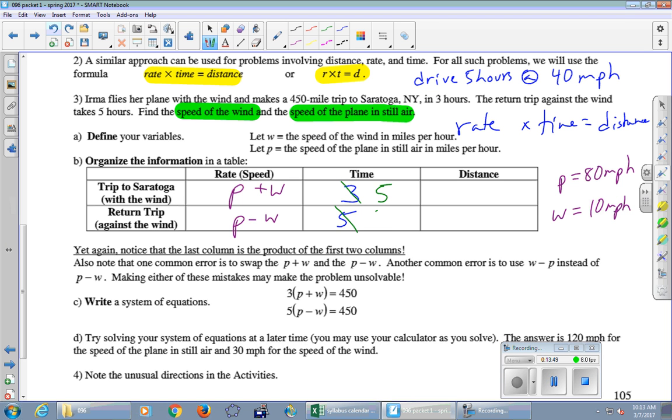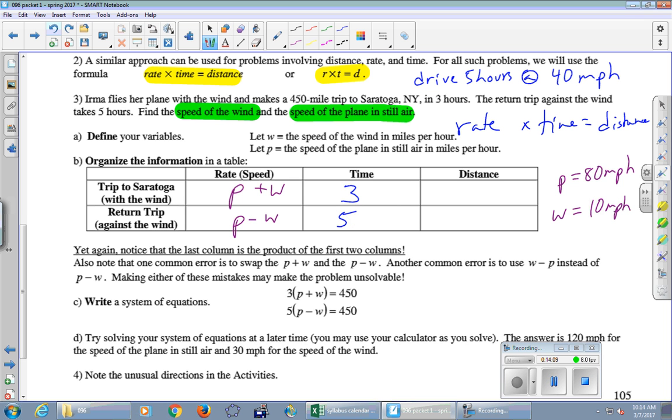Another common mistake is to not be so careful about where you put these times. Put 5 there and 3 there. What's the problem? Yeah, somehow we're setting it up so that it takes longer when the wind is helping us. And again, that's going to lead to very bad answers. So just be really careful that you put the times in the right rows.